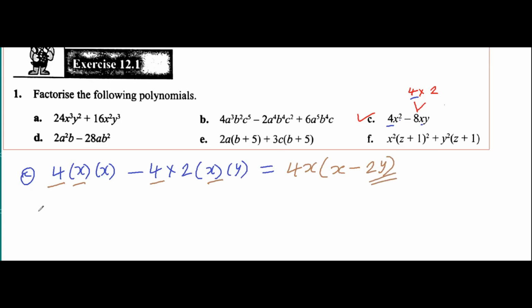Okay, now next I will solve e. Here it says 2a into b plus 5, plus 3c into b plus 5. Here again I can take b plus 5 and b plus 5 as common.